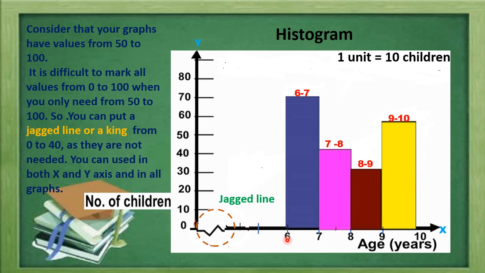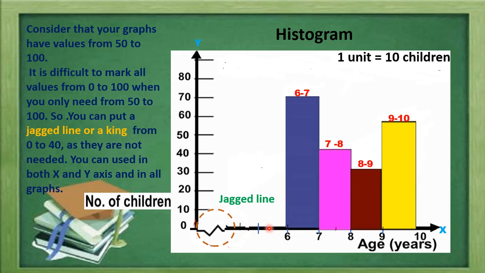But instead of taking six boxes in the graph paper, we use the jagged line as we are starting the class intervals or grouped ages as 6 to 7, 7 to 8. So using the jagged line, we draw the bars from here, 6 to 7, 7 to 8. This jagged line shows the break in the data, that means from 0 to 6 the data is not needed.